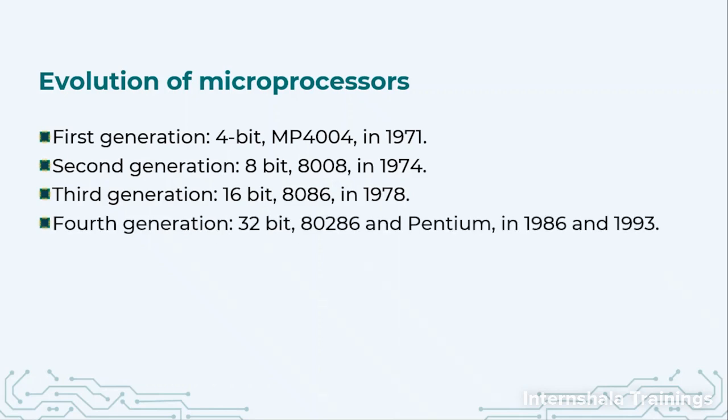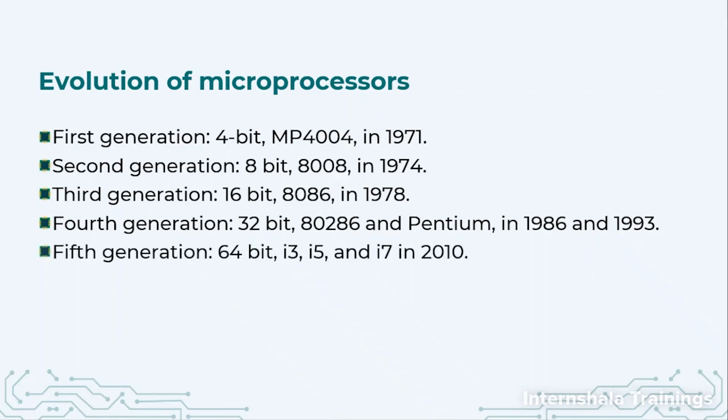In 1986, the 80286 and in 1993 the Pentium processor came. These were the 4th generation of microprocessors and 32-bit microprocessors. The Pentium processor really revolutionized personal computers. Now we were able to perform a lot of general purpose tasks through these microprocessors, and that is the reason that computers came into every home.